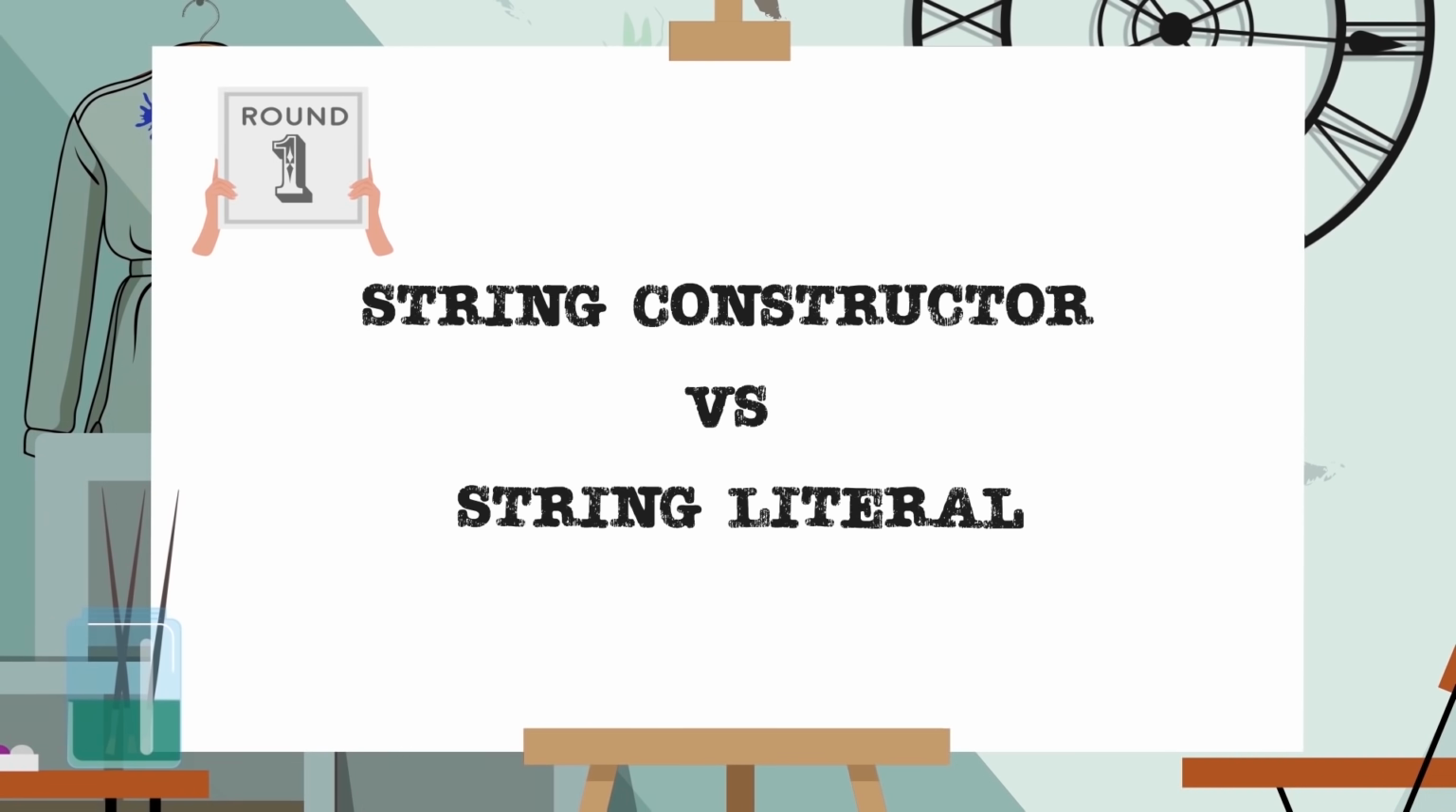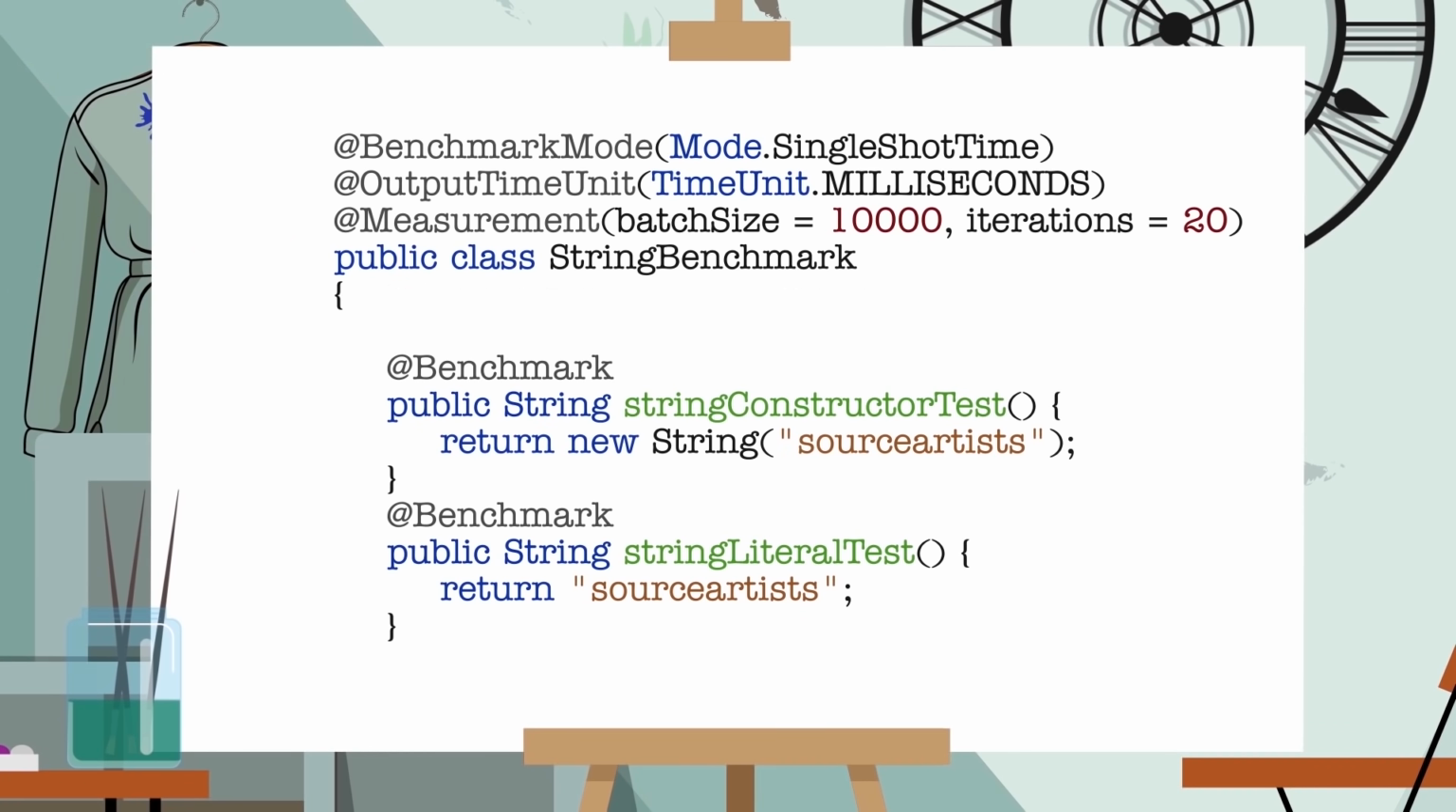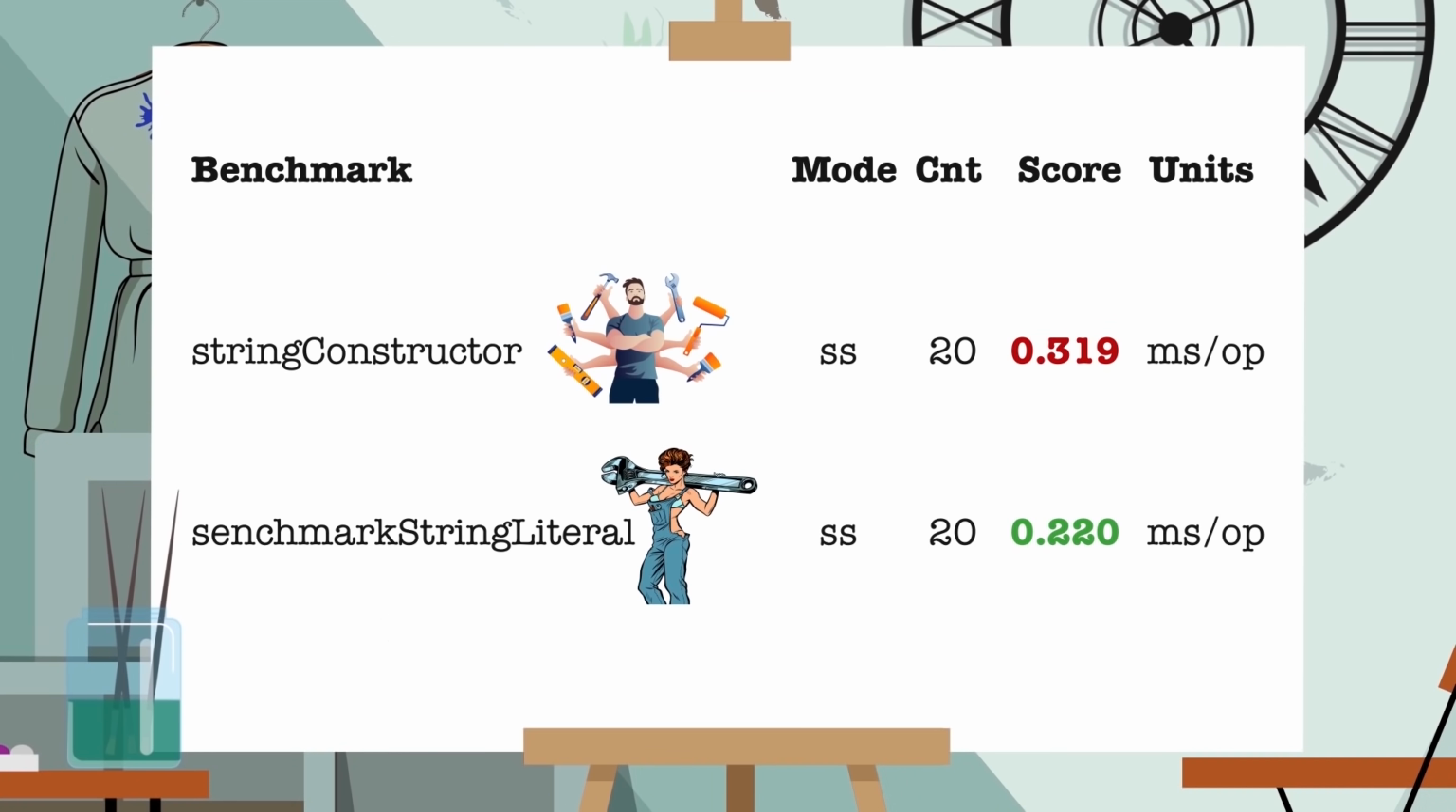In the first round, we'll get to see the constructor versus the literal string creation face-off. We are going to use the standard JDK benchmark tests with the sample of 10,000 runs. The results were quite expected, and string literal creation beats the string constructor times quite considerably. So always prefer literal creation over constructor, unless you know what you're doing and it is deliberate.